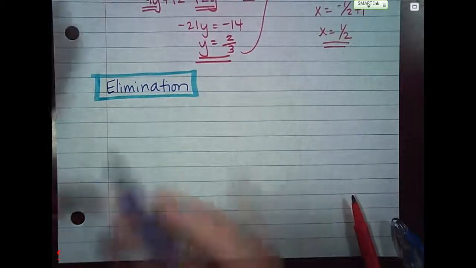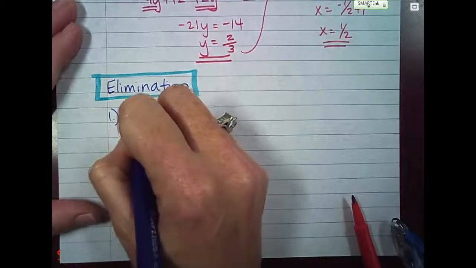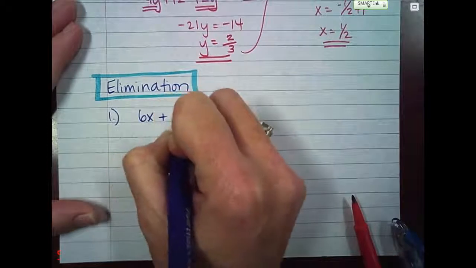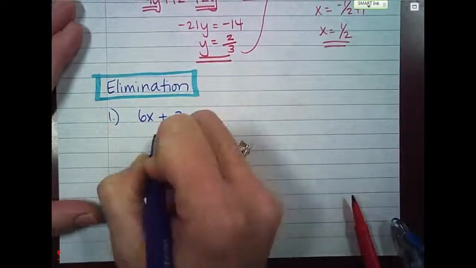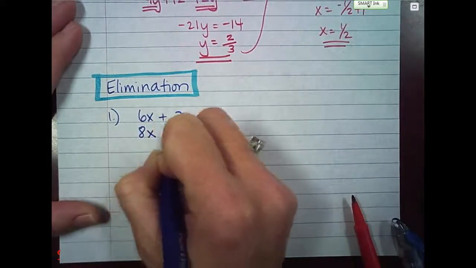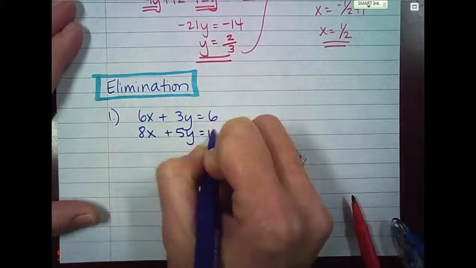Okay, here's the first problem. Solve by elimination. 6x plus 3y equals 6. 8x plus 5y equals 12.